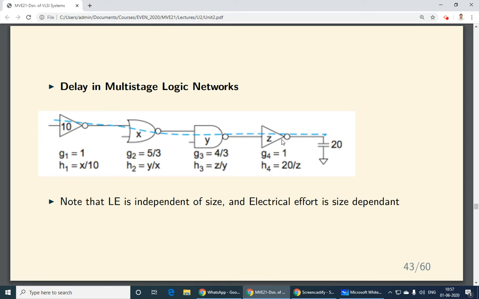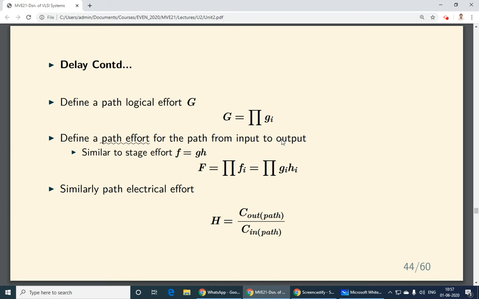Okay. So we can define that by having this equation. Instead of small g, now we have capital G, which is defined as the path logical effort, and that is going to be the product. Very important to remember. Okay, not the sum. Okay, it is a product.